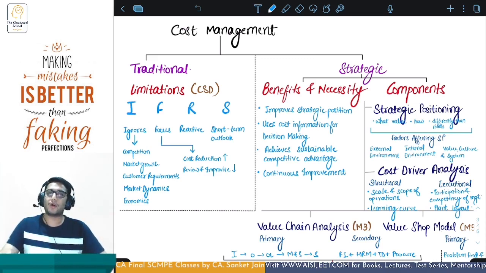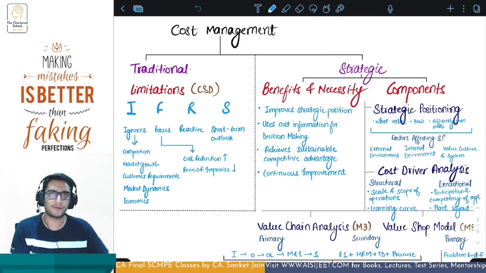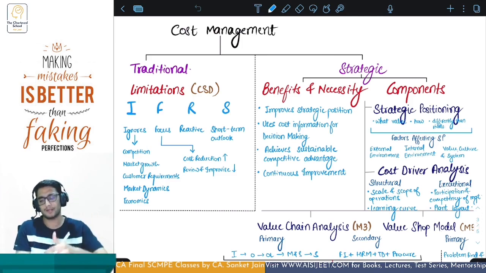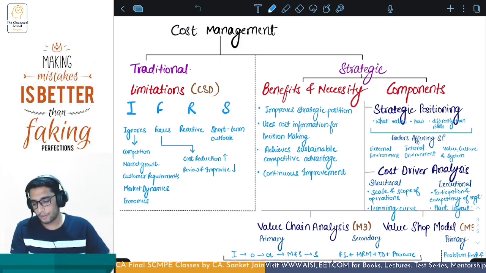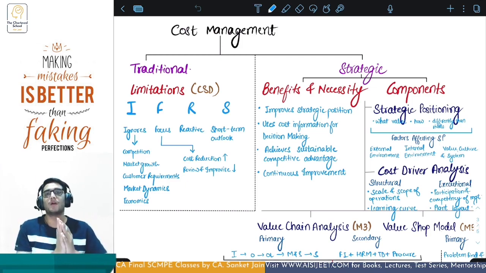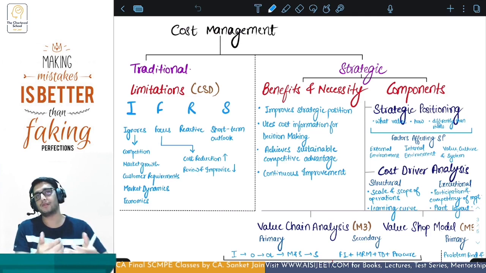Now traditional cost management may not give you correct results as far as the cost structure is concerned. Cost data might not be proper, which can lead to wrong decision making. Also, traditional cost management suffers from a few limitations which have been discussed here. The learning technique could be IFRS. From I, we have Ignore. Ignore means that traditional cost management ignores competition.